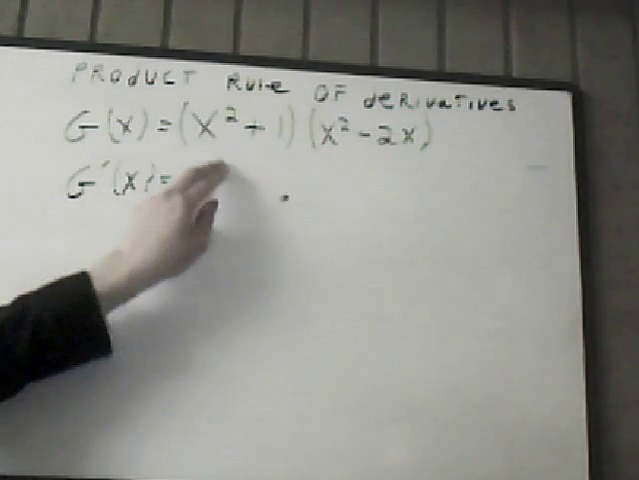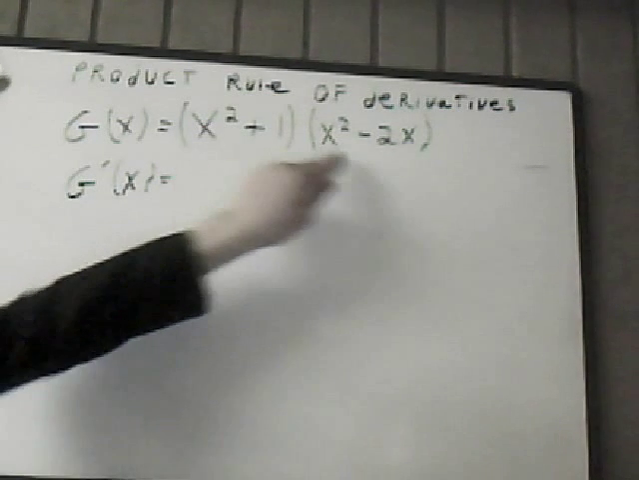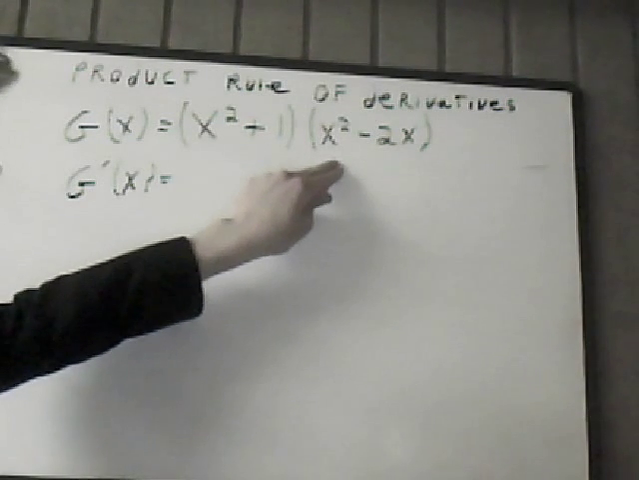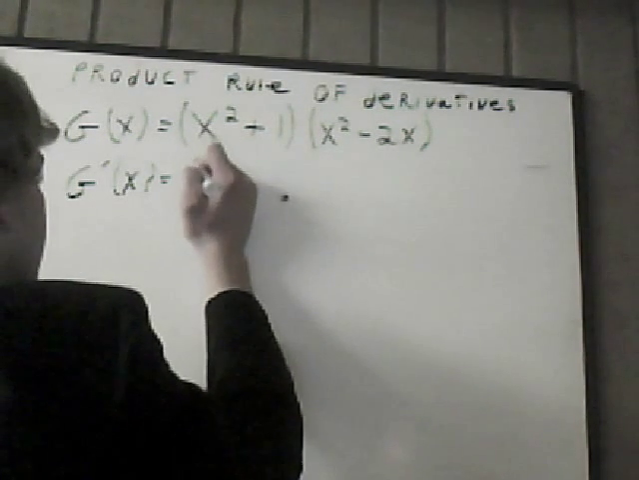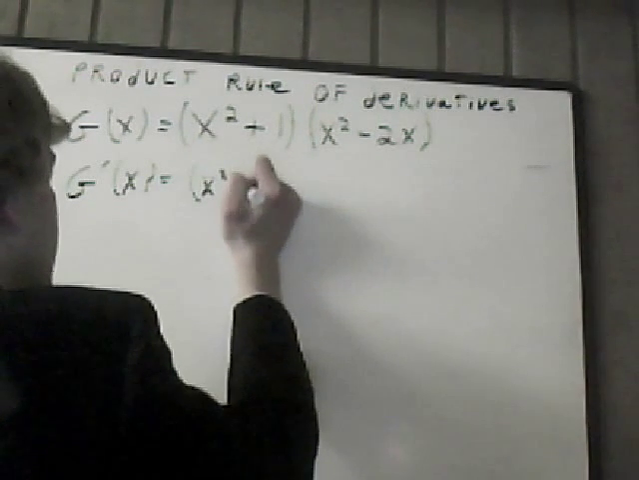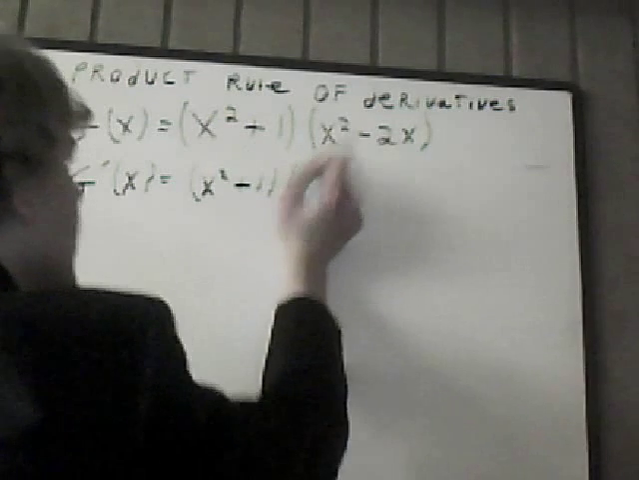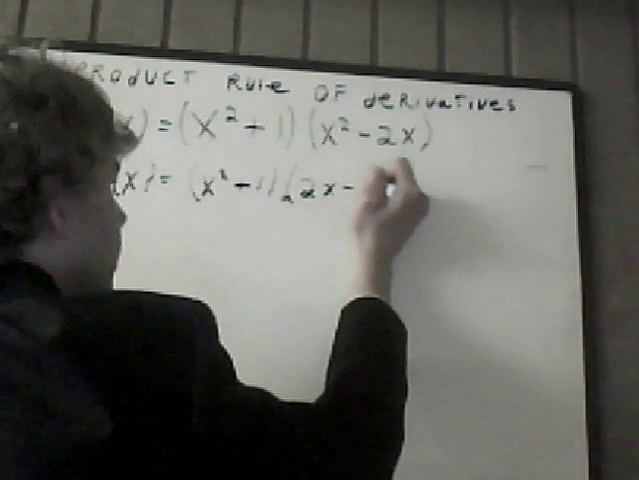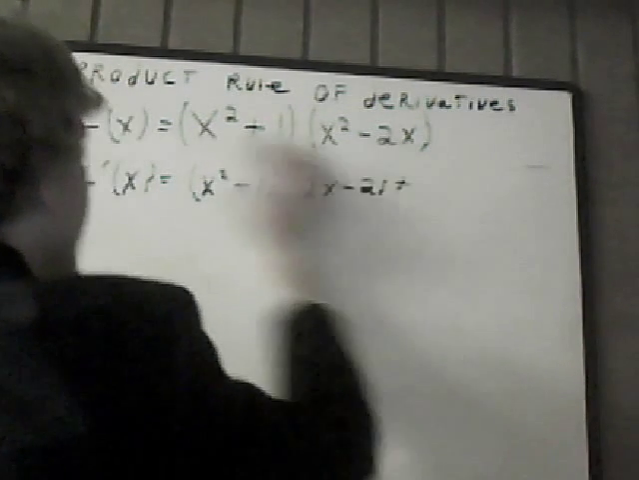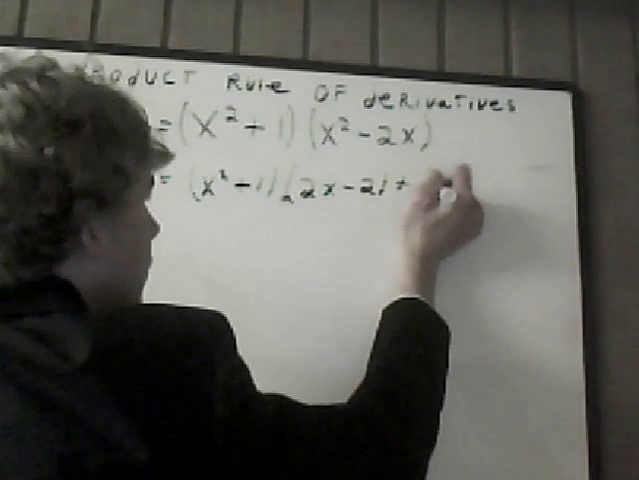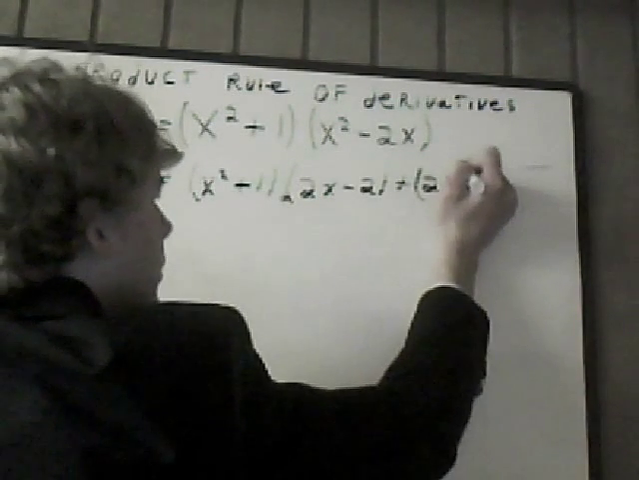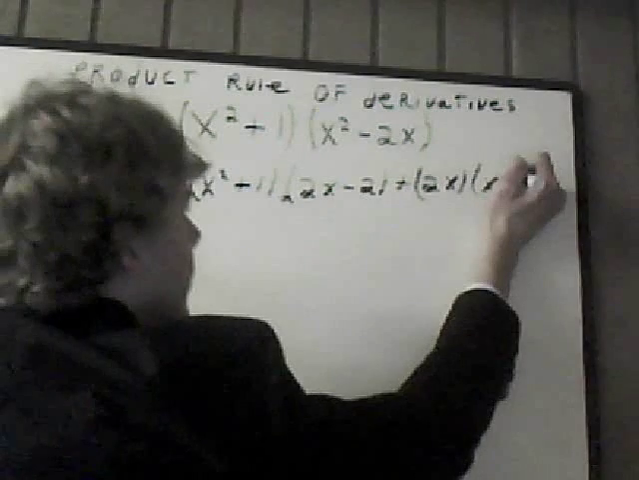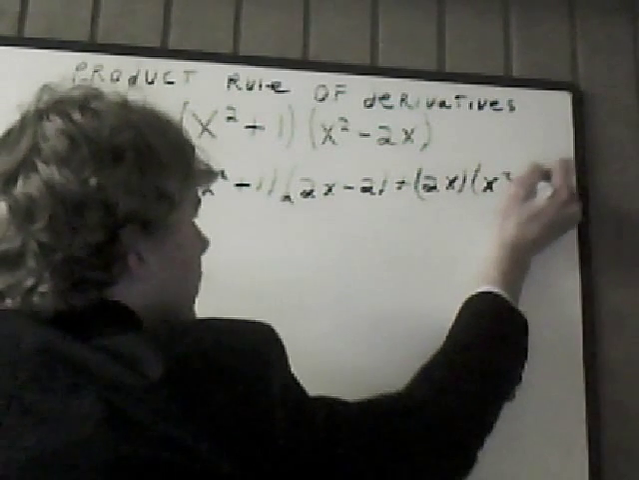our product rule, which is basically our first factor times the derivative of the second factor plus derivative of the first factor times our second factor. So let me write that out now. That's going to leave us with x squared plus 1 times derivative of this here, which gives 2x minus 2, plus derivative of our first factor, so 2x, times our second factor, which is just the same thing, so x squared minus 2x.